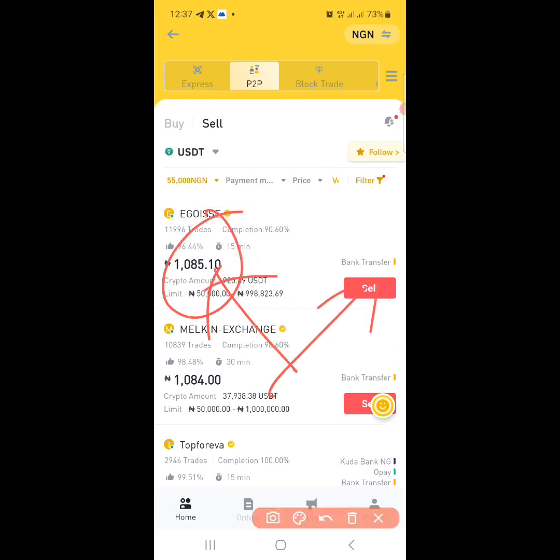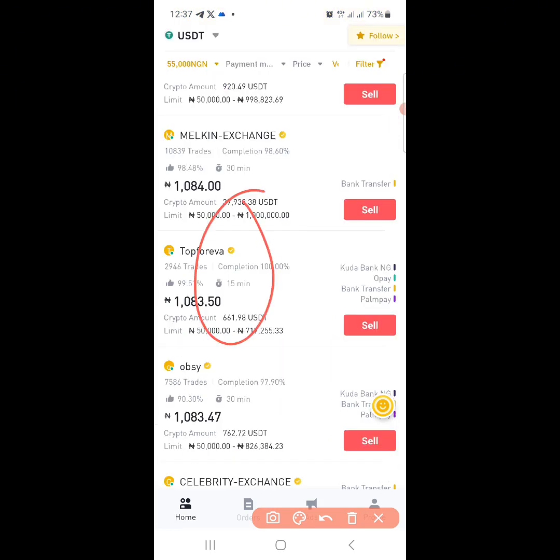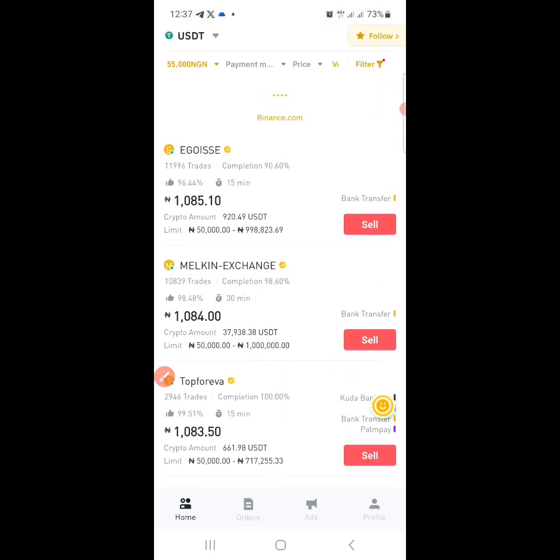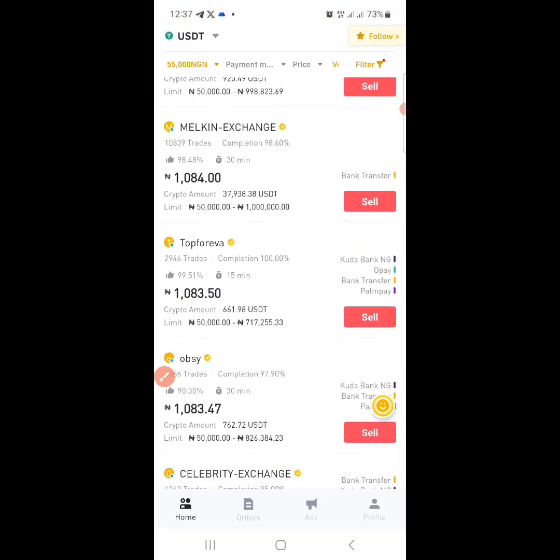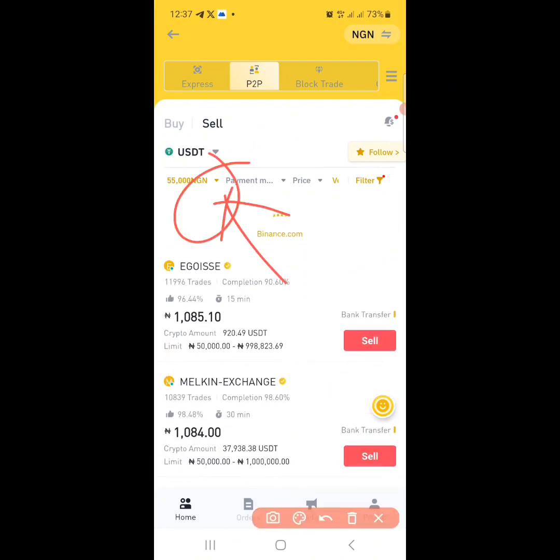Once I've confirmed the transaction, you'll be seeing the completion rate is 90.6%. See this one, the completion rate is 98.6%. See a lot of them with their completion rate, but yeah, you'll be seeing this one price. This one price is still higher. So what I will do here is I can decide to go with this guy, this first merchant here. I'll click on this sell.